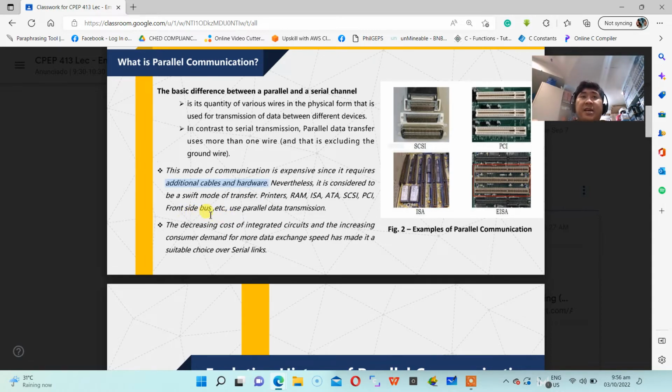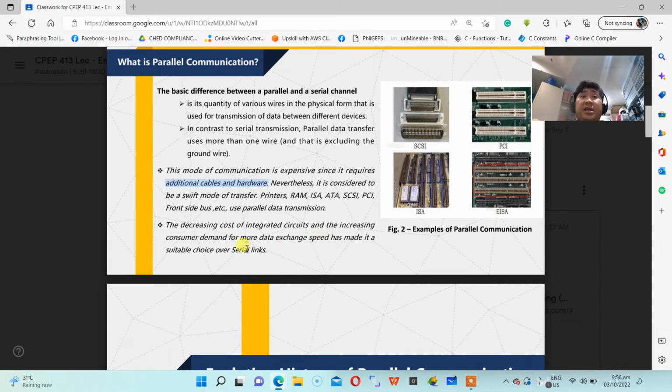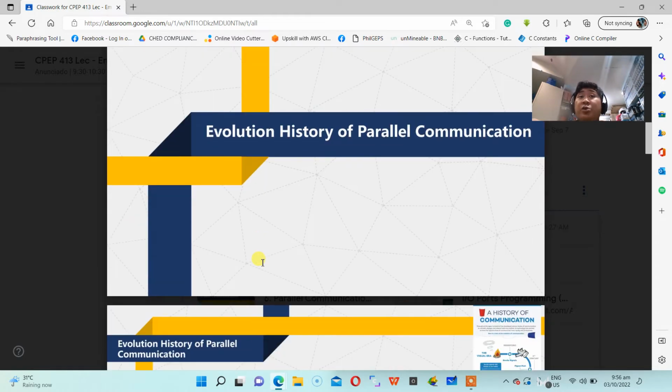So front device, bus, etc. use parallel data transmission. The decreasing cost of integrated circuits and the increasing consumer demand for more data exchange speed has made it a suitable choice over serial link. Okay, so what is the evolution of the parallel communication?